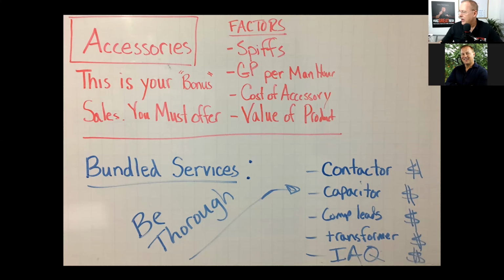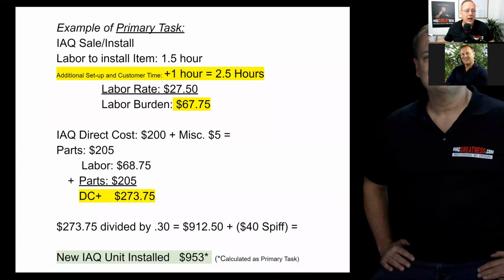We're good on time. And let's talk about an IAQ sale. So here's an example on how you might calculate the cost on one. This is a primary task, okay? So here we go. We say it takes about an hour and a half.